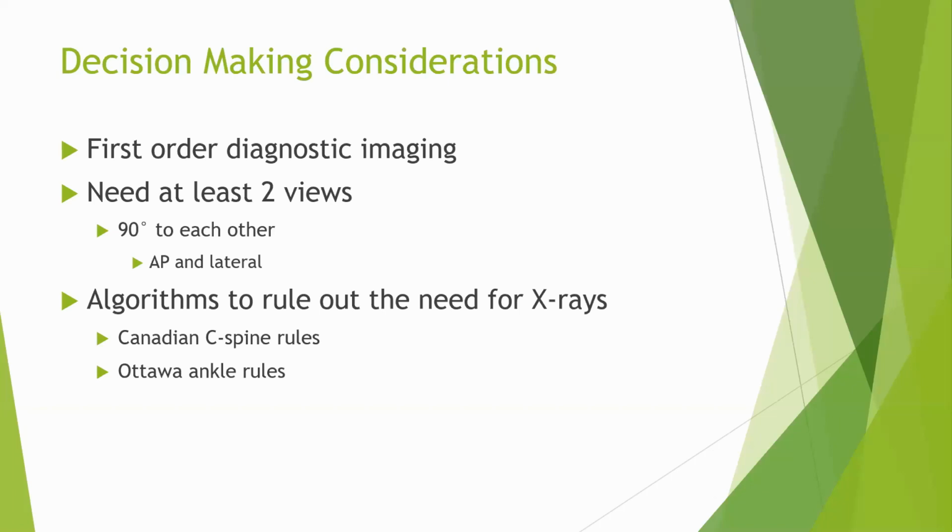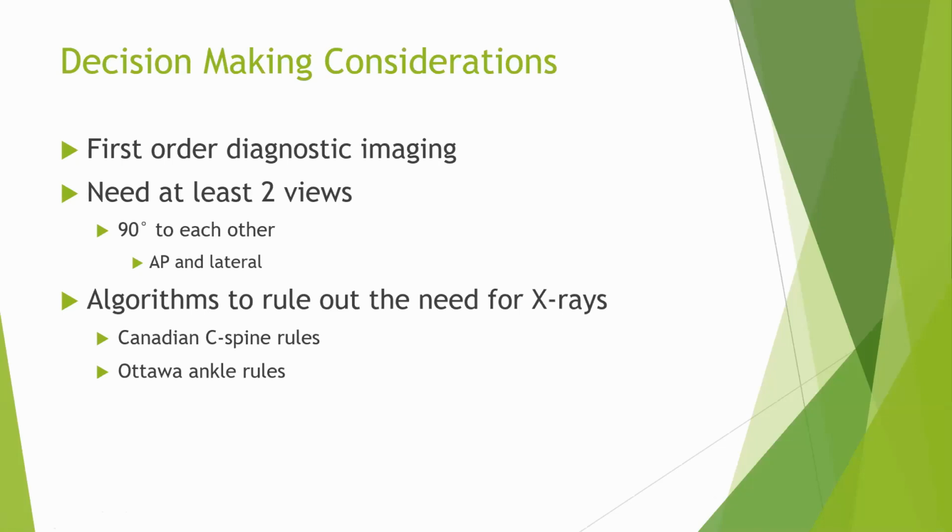All right, so what are the algorithms to rule out the need for x-rays? Unfortunately, at this point in time, there are only two: the Canadian C-spine rules and the Ottawa ankle rules. So what do I mean by that? For the cervical spine and for the ankle, do you need to see x-rays or not? You can Google these two terms and search for them.